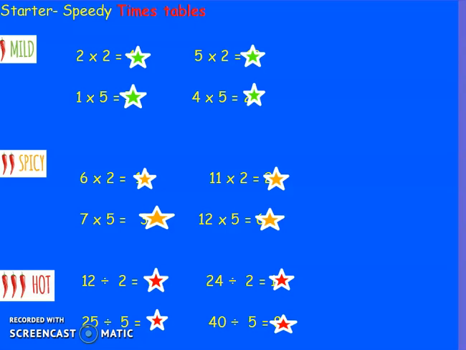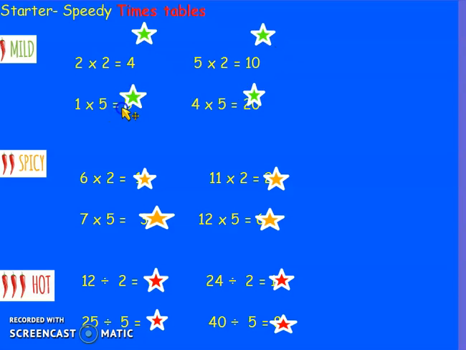Well done. I hope you've just pressed play because you've had a go at as many of these as you possibly can. Mark them as I read out the answers. 2 times 2 is 4. 5 times 2 is 10. 1 times 5 is 5. 4 times 5 is 20.